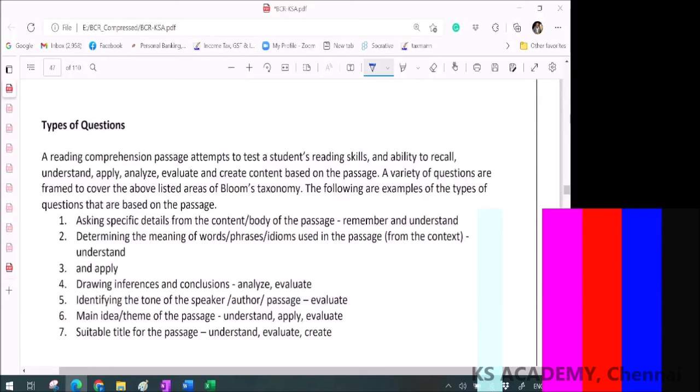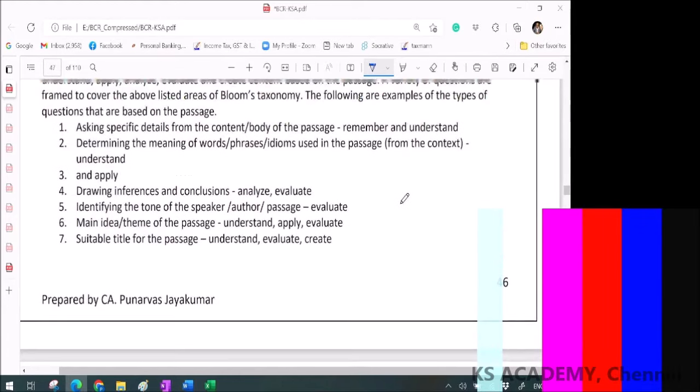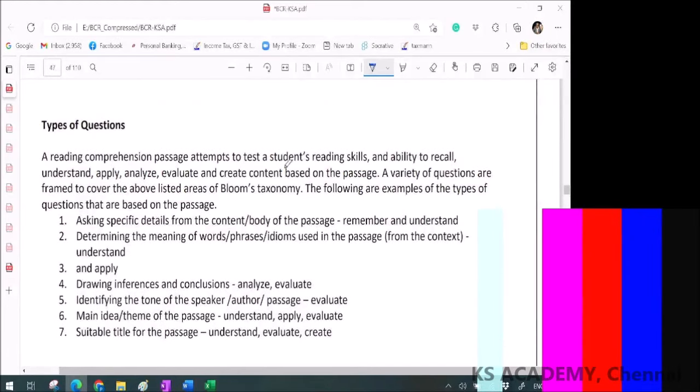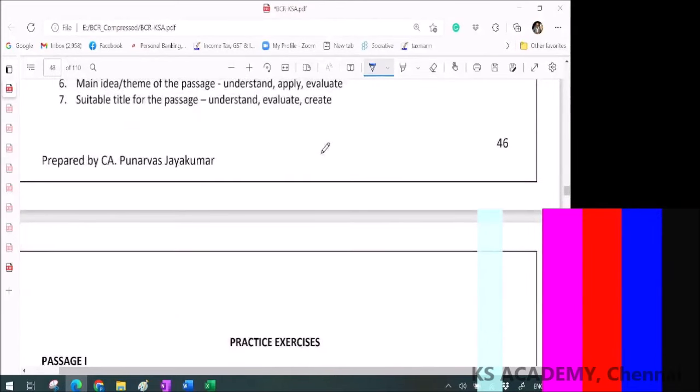Okay. Fine. So page number 46, if you see, reading comprehension passage means what? Attempts to test a student's reading skill, ability to recall, etc. So my question to you is simple. In your past exam, when you wrote, did you see the passage first and then the questions, or the questions first, then the passage?